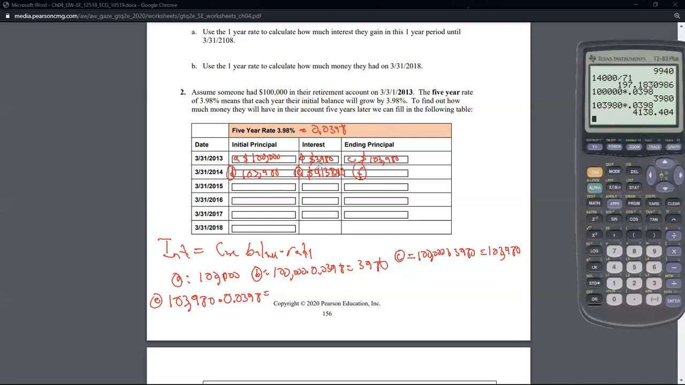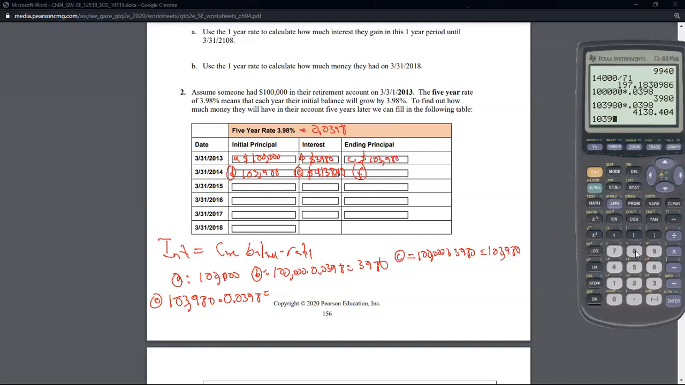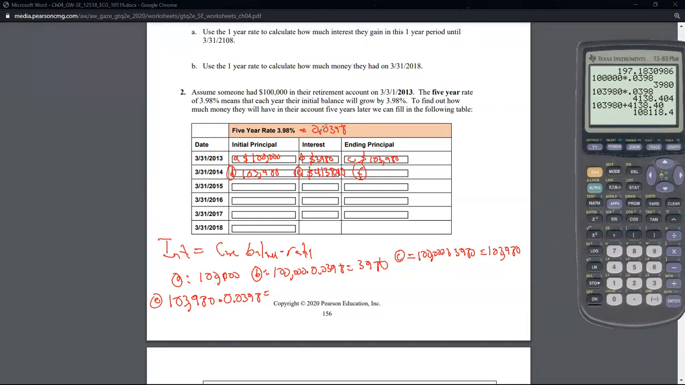What we had in the account plus what the bank just gave us for free. So we're going to take the 103,980, and we're going to add the 4138.40 to give us 108,118. Sorry, it's a little sloppy. I really dislike, you can see the answer in the calculator, at least this is what that should be.